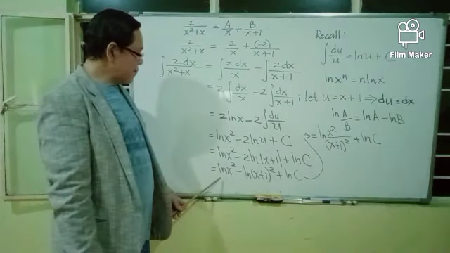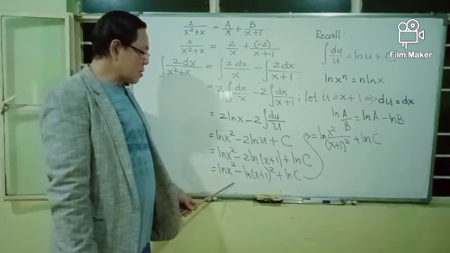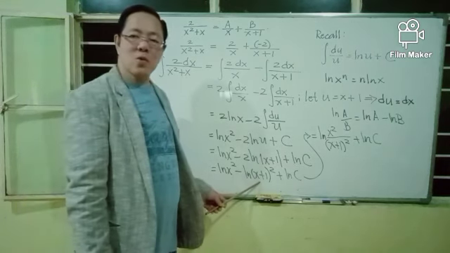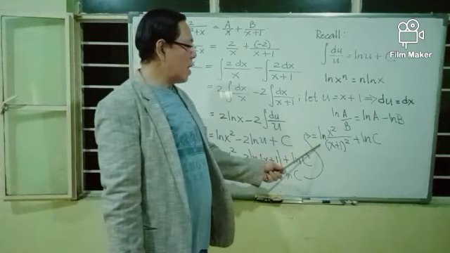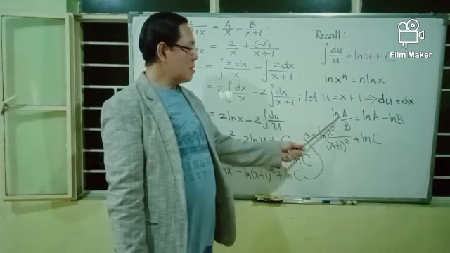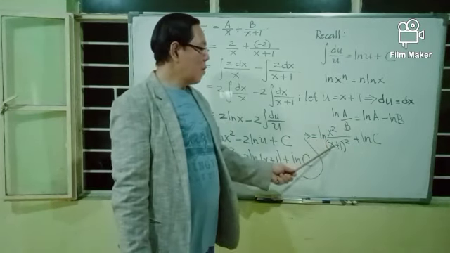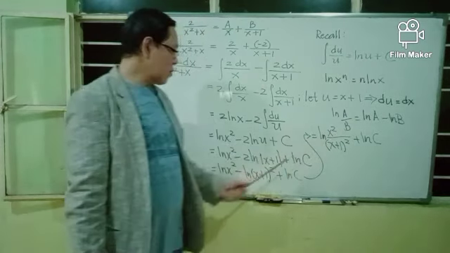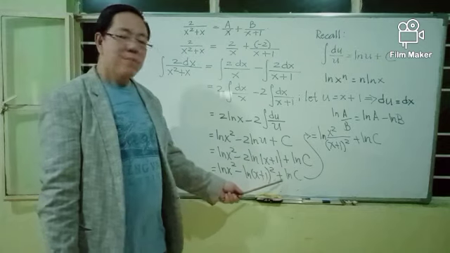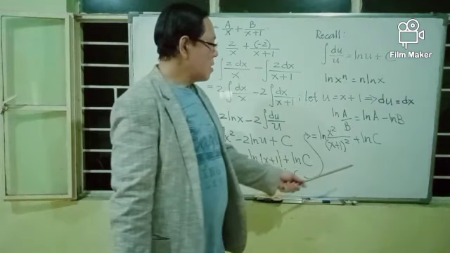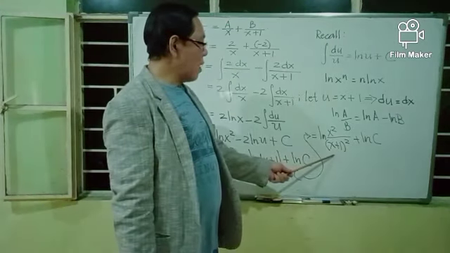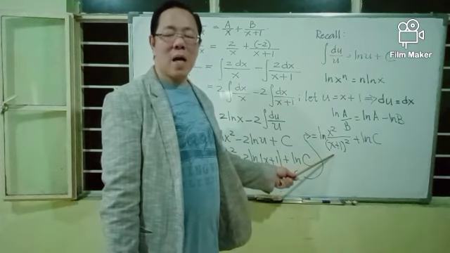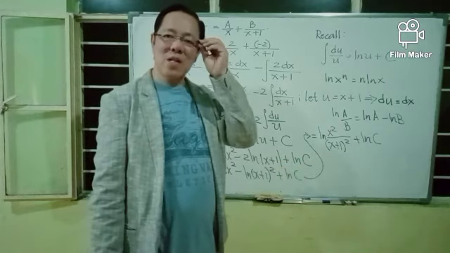Thus, the difference ln x squared minus ln of x plus 1 squared is equal to ln of x squared, that's your a, over x plus 1 squared, where b is equal to x plus 1 squared, plus ln of c. And we combine this sum of two natural logarithms using another property of natural logarithm.